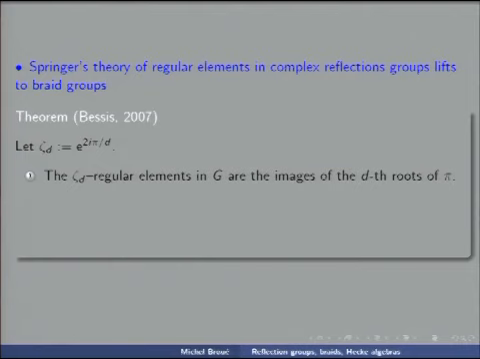So you can detect, yes? What? Yes, h in the... In the Coxeter group, yes.